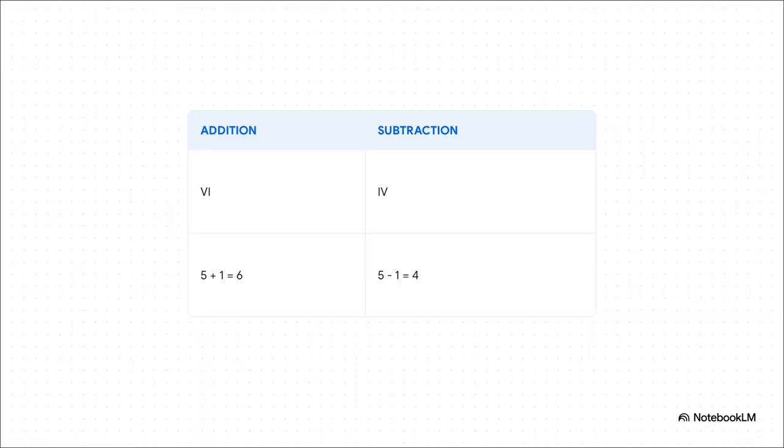And this just lays it out perfectly. On the left, with VI, the logic is super simple addition. 5 plus 1 equals 6. Easy. But on the right, with IV, the whole game changes. Now it's 5 minus 1, which equals 4. So how does a computer, or even our own brain, know when to switch between these two rules?